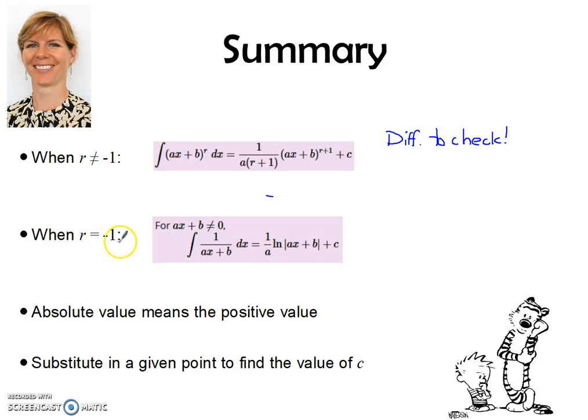For the special case where r equals -1, then we're looking at an integration to a natural log using absolute values and just making sure that you're dividing by that a so that you end up with this 1 here. Okay, absolute value means the positive value, so that takes care of whether that's positive or negative, and then you substitute in the given point if you're trying to find the value of c. Okay, and that's what we did in the last example.